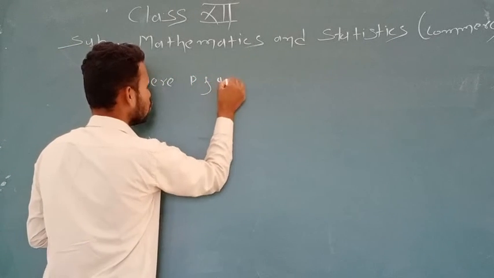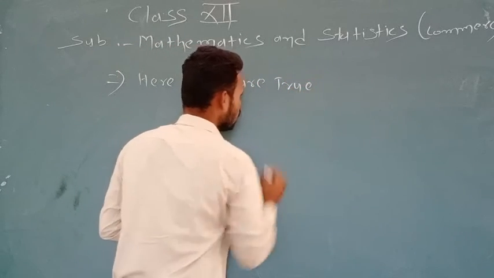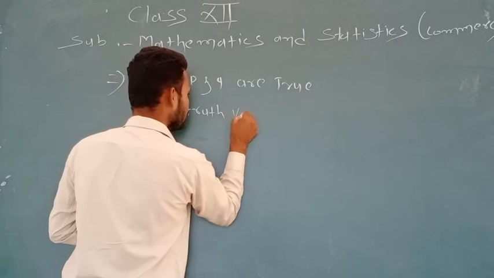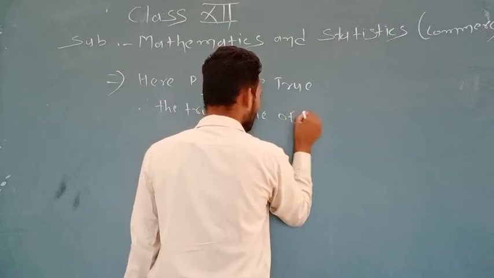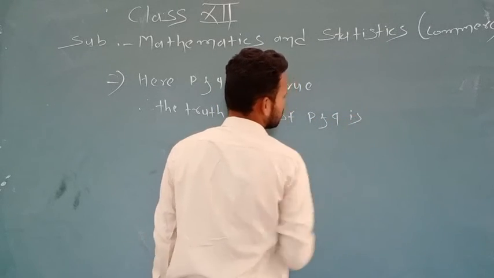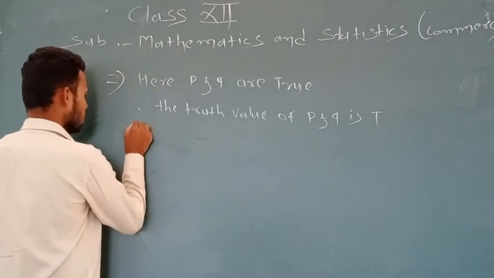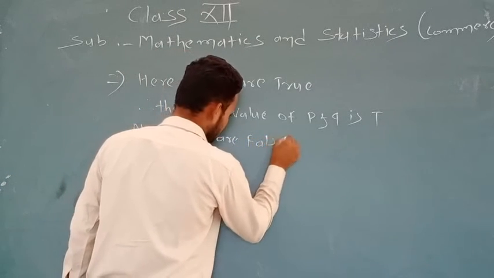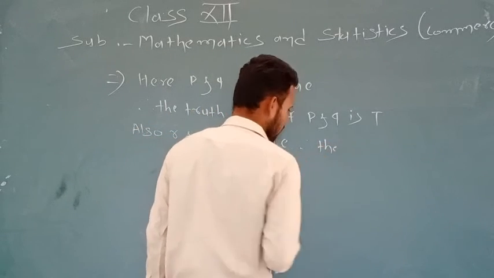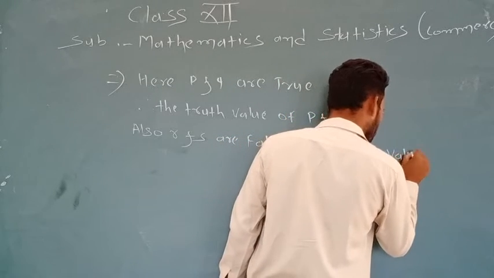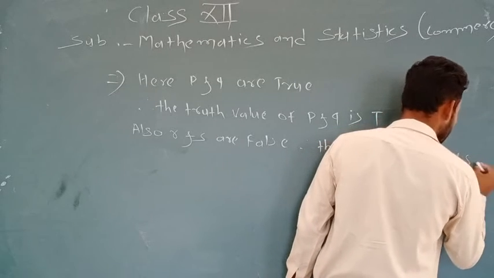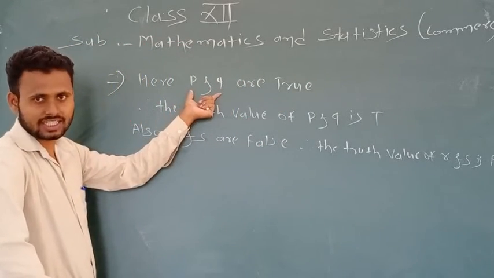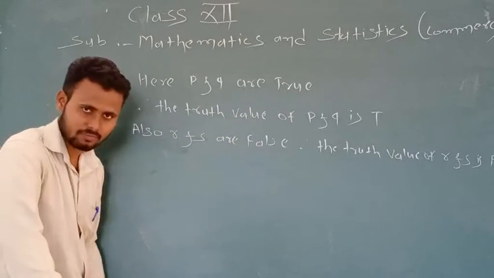Now, in solution, P and Q are true. Therefore, the truth value of P and Q is T. Similarly, also R and S are false. Therefore, the truth value of R and S is F. P and Q are true statements, therefore its truth value is T. Also, R and S are false, therefore its truth value is F.